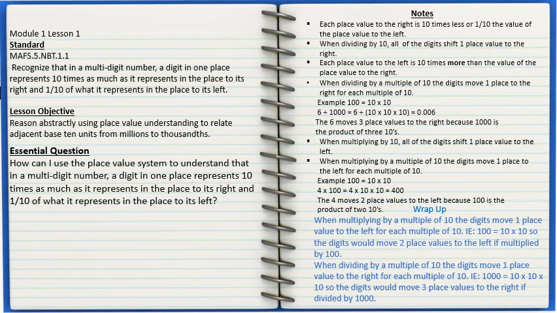Okay, so let's wrap up. What did we learn? We know when we're multiplying by a multiple of 10, the digits move 1 place value to the left for each multiple of 10. So 100, which equals 10 times 10, so the digits move 2 place values to the left if multiplied by 100. Now when dividing by a multiple of 10, the digits move 1 place value to the right for each 10. So 1,000, which equals 10 times 10 times 10, so the digit moves 3 place values to the right if divided by 1,000.